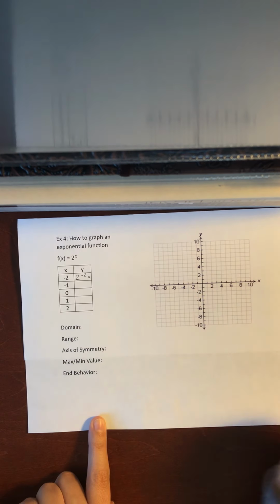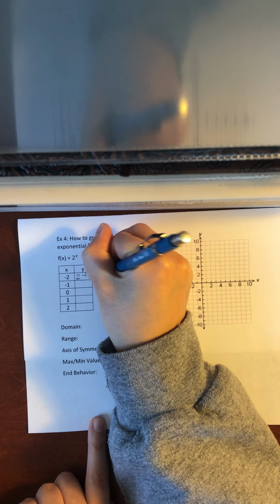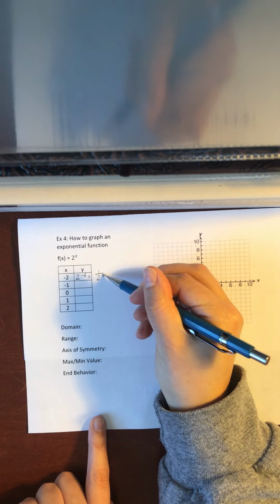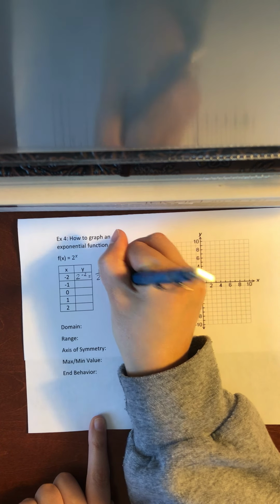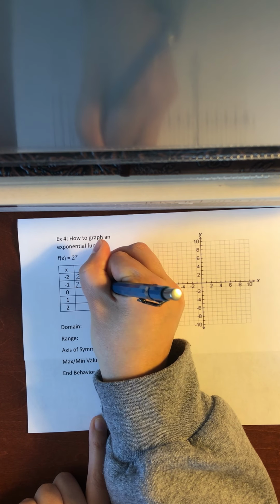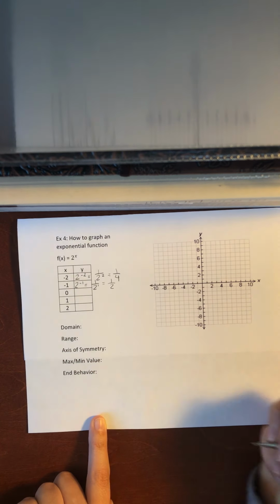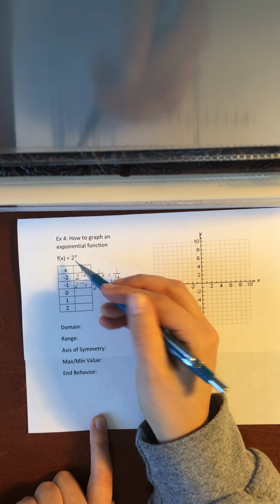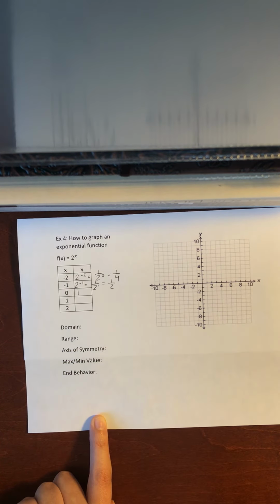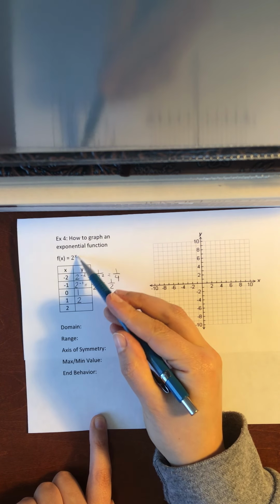So if we plug in -2, that would be 2 to the -2. Remember, negative exponent rule means move it to the bottom. So now this is 1 over 2 squared. When you move it to the bottom, it becomes positive. So that's 1/4. For this one, 2 to the -1 is 1 over 2 to the first power, right? The 1 becomes positive. So that's 1/2. For this one, 2 to the 0 power, anything to the 0 power is 1. 2 to the first power is 2, and then 2 to the second power, or 2 squared, is 4. So now we can graph these.